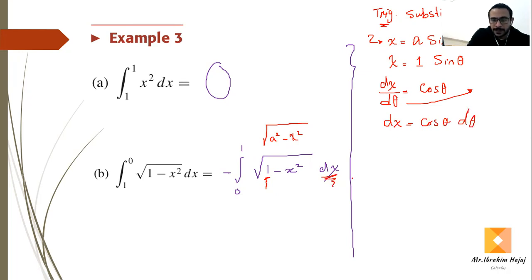So I'm going to replace the dx by cosine theta d theta, and replace the x squared. What is x squared from here? It's a sine squared theta.